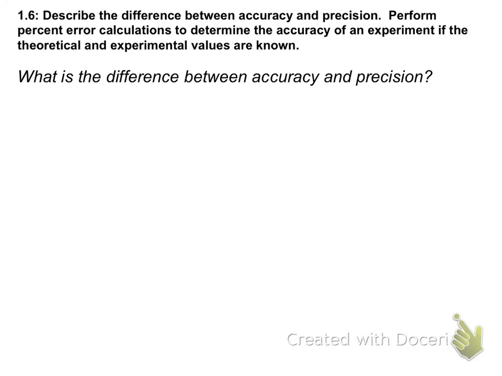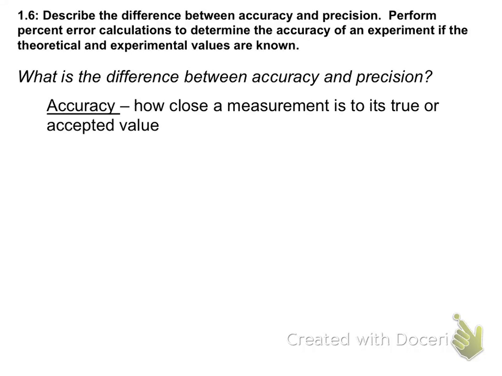So, first question in your guided question is, what is the difference between accuracy and precision? So here we go. The definition of accuracy is how close a measurement is to its true or accepted value. So, when you take a measurement in the lab, there's always going to be a little bit of error. It could depend on the piece of equipment that you're using. It could depend on how careful you're being.